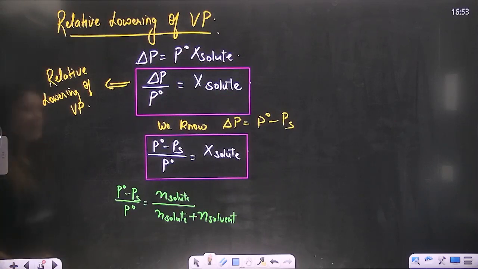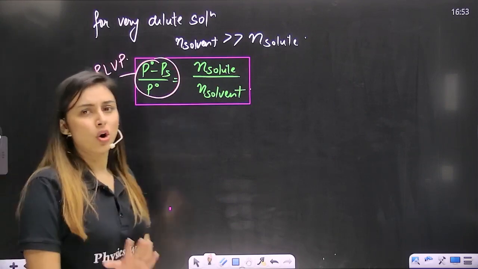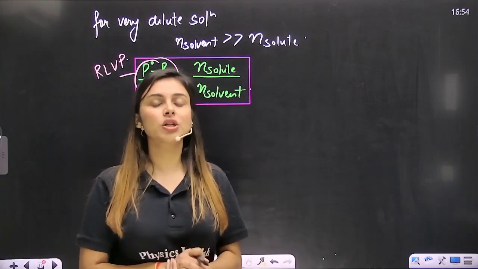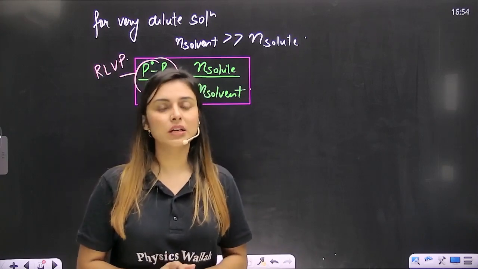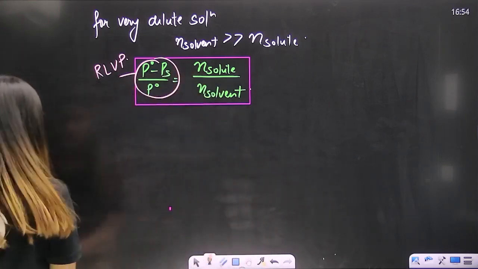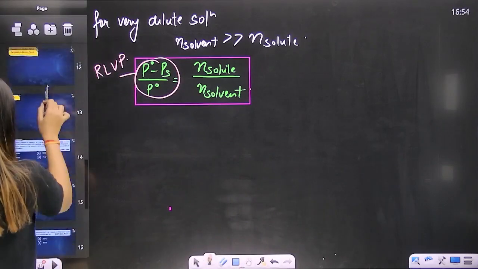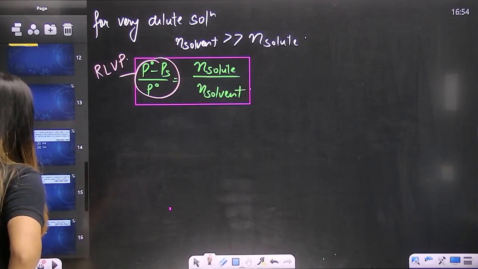I hope you've written it. You can write this, my dear students. Okay, perfect. So this was all about lowering of vapor pressure and relative lowering of vapor pressure. We'll be solving questions based on this, don't worry, in the end. Okay, we'll be discussing. Let me see if we have any direct question related to this. We have the boiling point question.